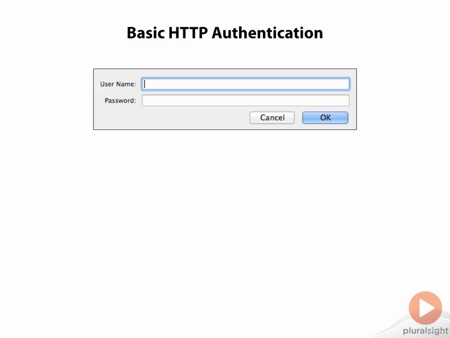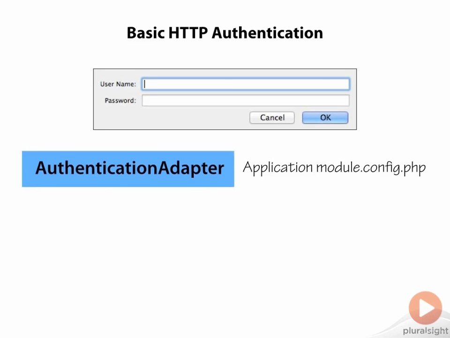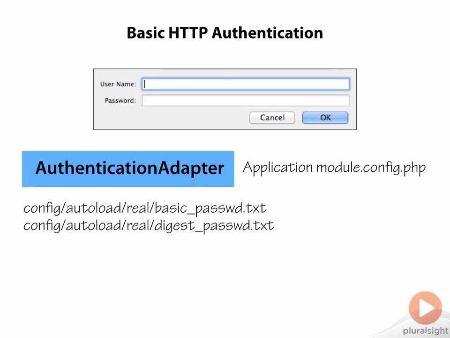So what does it take to get basic auth set up? First, we need to configure a Service Manager Authentication Adapter Factory. This also includes the HTTP basic configuration, which needs password setup in basic and digest mode. These files will get set up in the main Zend config folder area.